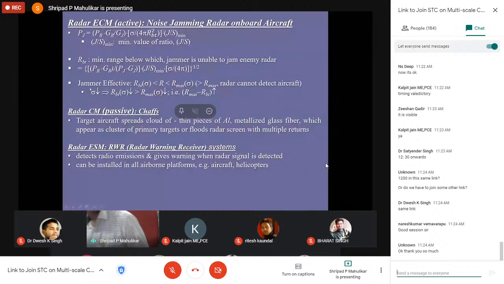Now the jammer will be effective in the range between burn through range and the radar detection range. So this is the range in which the jammer is effective. We have the burn through range, and the upper limit is the radar detection range. Obviously, if the distance exceeds the radar detection range, we don't need a jammer, because the radar will not be able to see the aircraft anyway. So that is the upper limit, and the lower limit is the burn through range. And both the burn through range and the radar detection range depend on the RCS sigma.